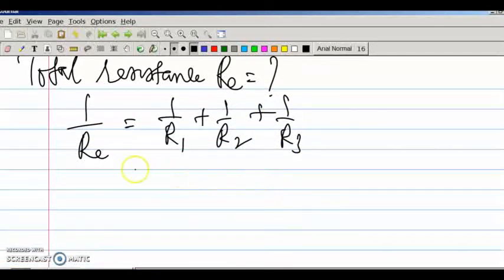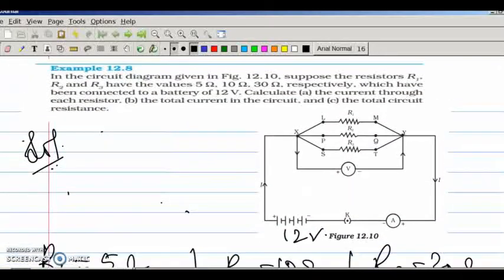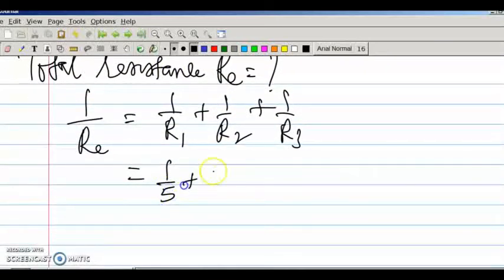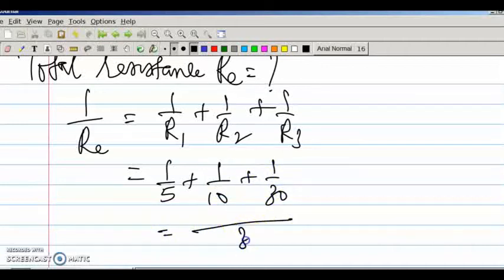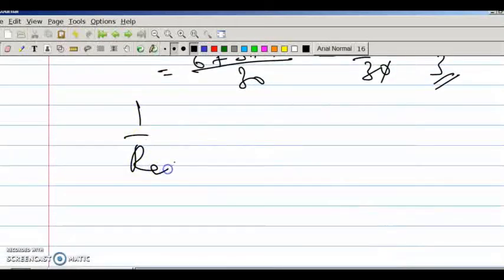Now what will this be? R1, R2 and R3 are 5, 10, and 30. So 1 by 5 plus 1 by 10 plus 1 by 30. Taking 30 as the common denominator, that is 6 plus 3 plus 1, which becomes 10 by 30, equal to 1 by 3. So 1 by RE is equal to 1 by 3, and our effective resistance is equal to 3 ohm.